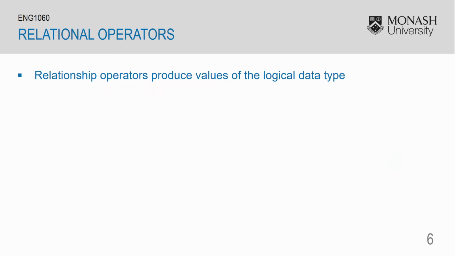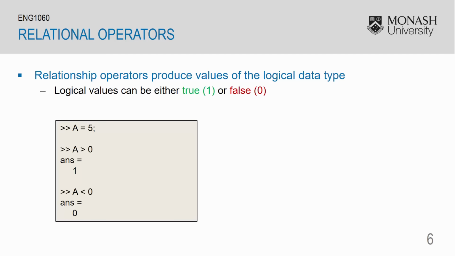Using relational operators will produce values of the logical data type. Logical values can be either true, which is represented as a 1, or false, which is represented as a 0. So using our previous example, if we had a, or our length, as equal to 5, typing in a greater than 0 will return a 1. Likewise, if we were to put in a is less than 0, this will return 0, which is false, as 5 is not less than 0.